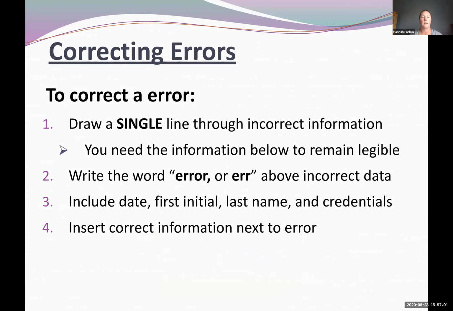To correct an error, you're going to draw a single line through the incorrect information because you need the information below it to remain legible, to show that you're not trying to hide anything. You're going to write the word error or ERR above the incorrect data, and you're going to include the date, first initial, last name, and credentials, and then insert the correct information next to the error.